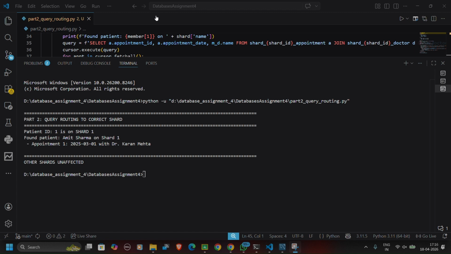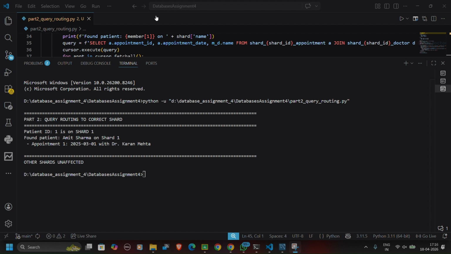So this is for part 2, that is query routing. When a patient logs in and queries their appointments, our routing layer calculates which shard they belong to using the same hash function, that is MD5 of their patient ID mod 3. This determines the exact shard, in this case shard 0, 1 or 2. The query then goes directly to the shard. It doesn't broadcast to all shards. It doesn't search everywhere. It goes straight to the patient's home shard.